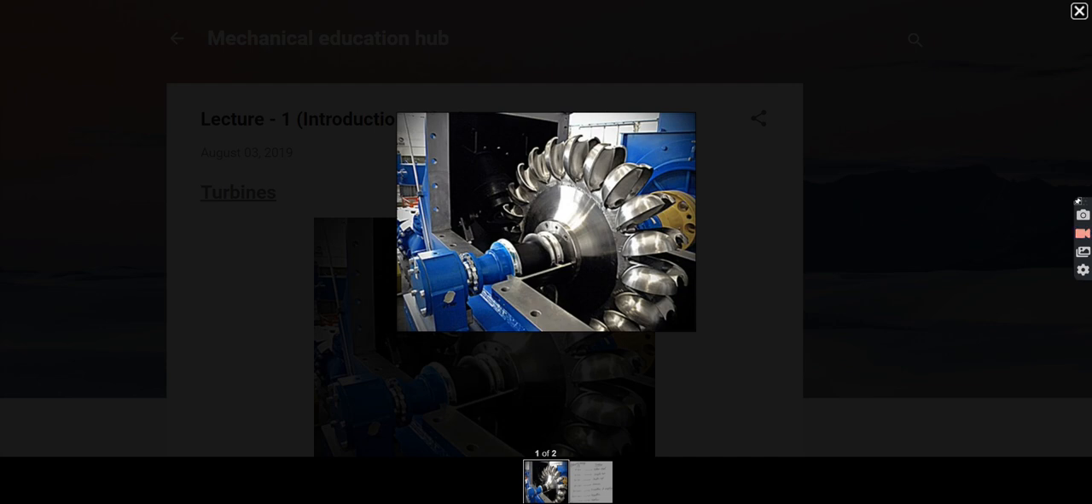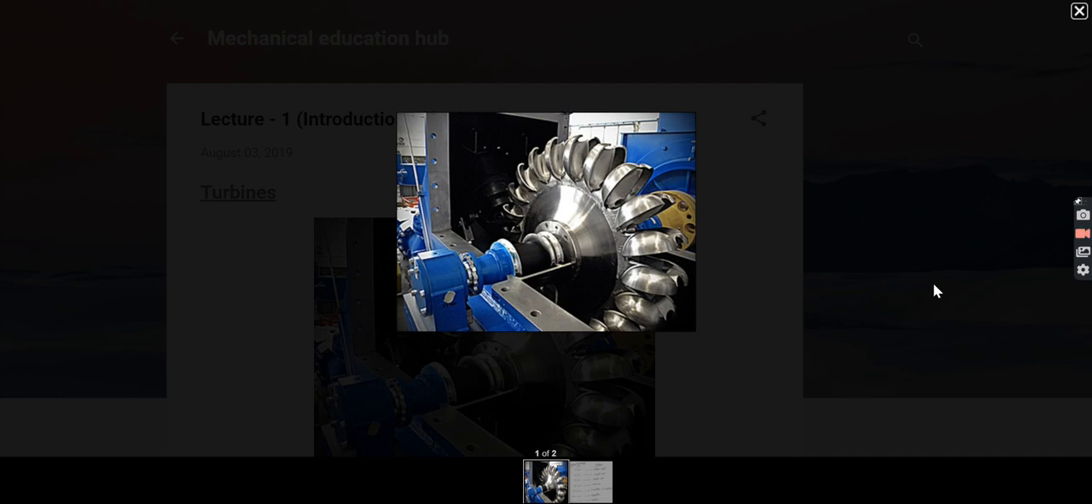Today we are going to study hydropower turbines. As its name suggests, a hydropower turbine basically deals with water. Don't confuse this with the steam turbine that we usually use in power plants. These are water operated turbines.